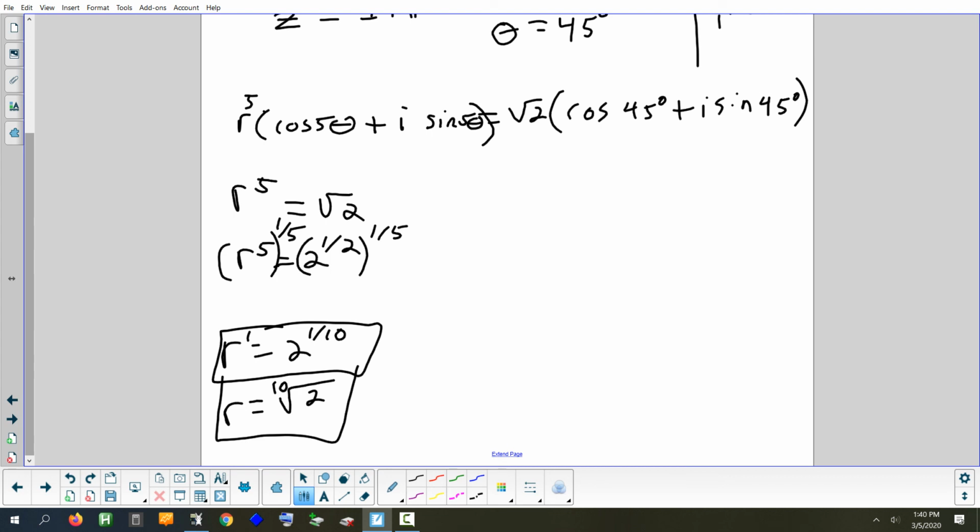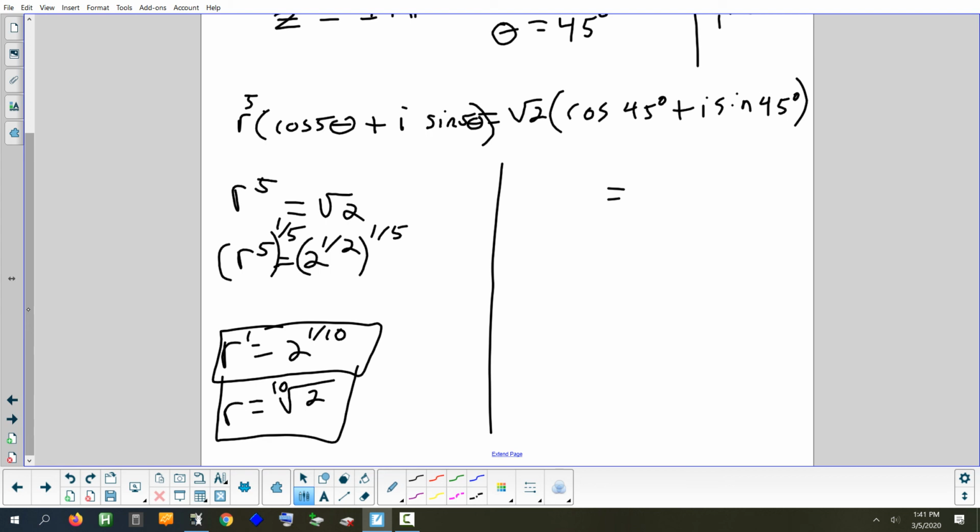How many answers is this going to have? 10. No, what root are we? Oh, 5. We're doing a 5th power, so it's going to have 5 answers. What's our formula? What do we write down to find the angle? So the r to the 5th and the square root of 2, those are done. That's our radius part.